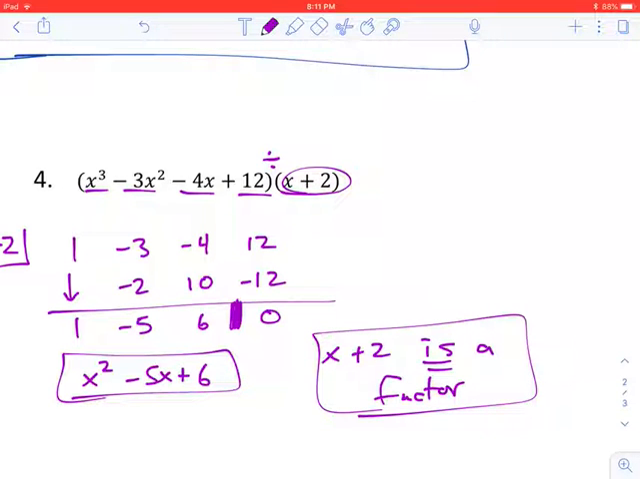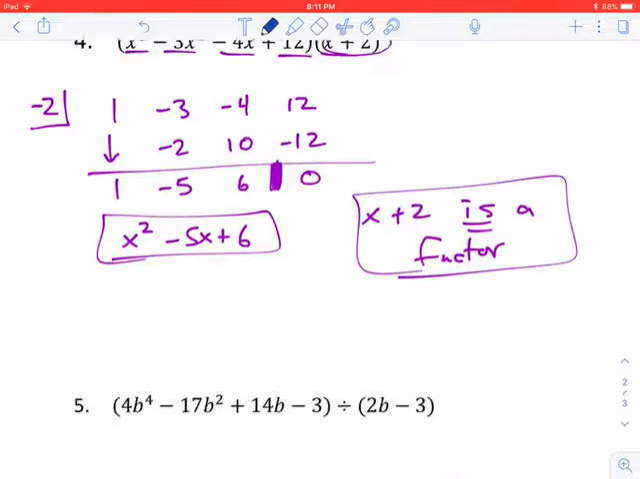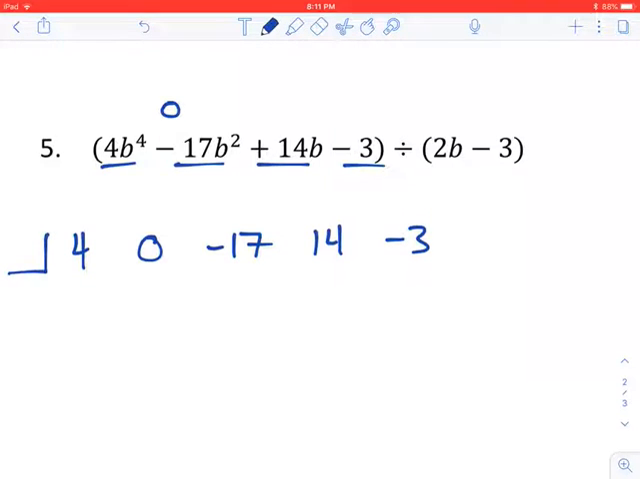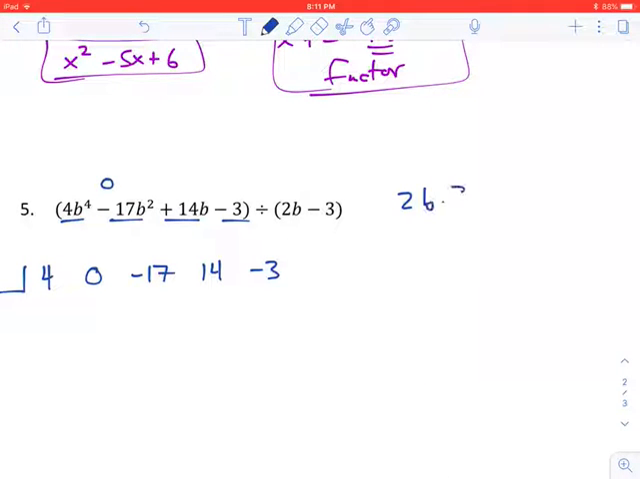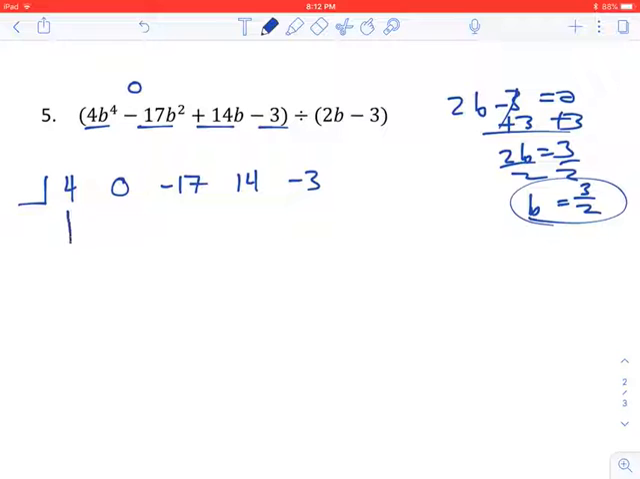Okay. There we go. Oops, not done yet. And then the last one, we've got 1 missing here. So 4b to the 4th, we're missing the b to the cubed. So that's 0, then -17, then 14, then -3. We're going to have a fraction this time. So 2b minus 3 equals 0. Add 3 to both sides. You get 2b equals 3. Divide by 2. b equals 3 over 2, or 1.5. But that doesn't change a thing, and we're still going to do everything the same way.